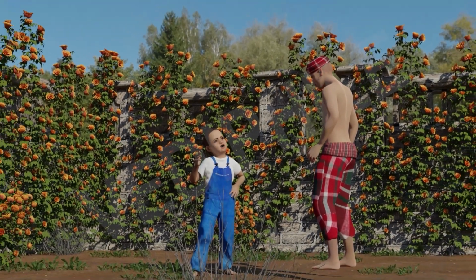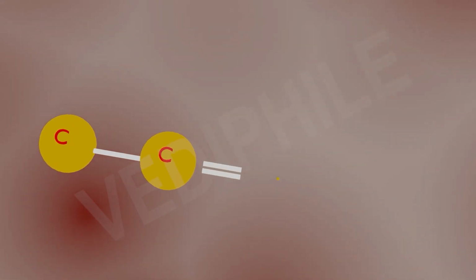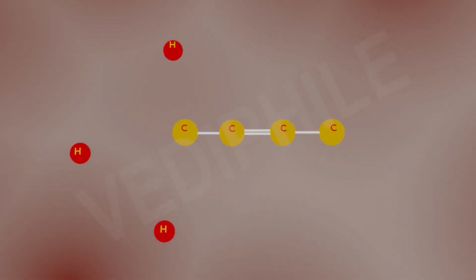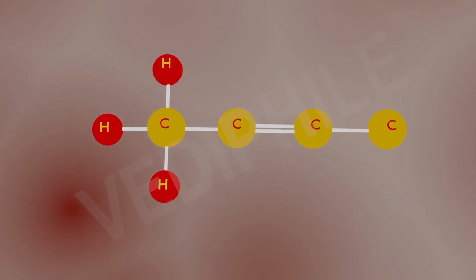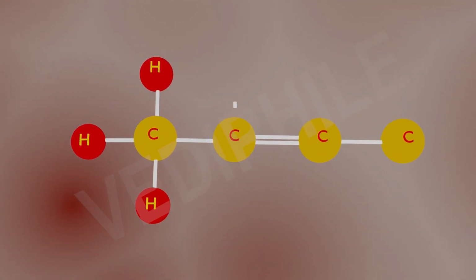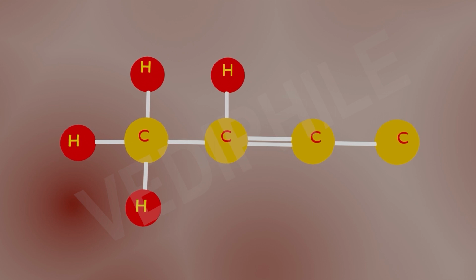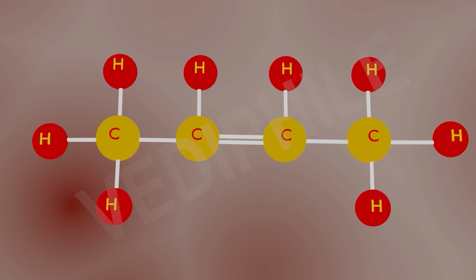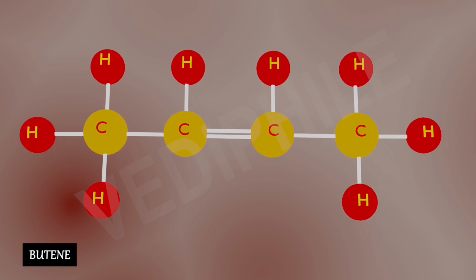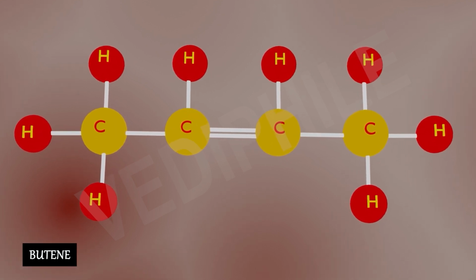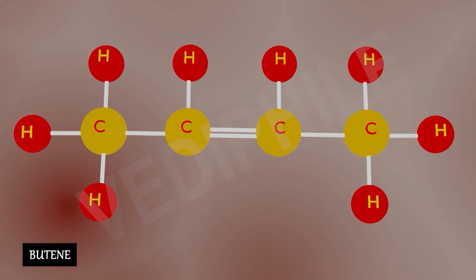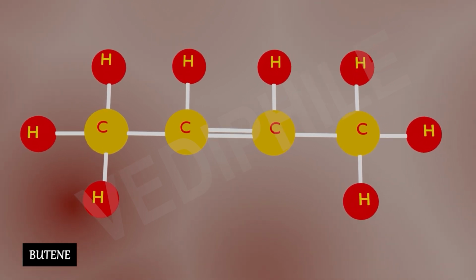Let's see more examples. So this is an unsaturated compound of carbon. How many carbon atoms are here? 4. So it is butane. But this compound is having a double bond also. So its name is butene because -ane is replaced by -ene. So it is called butene.